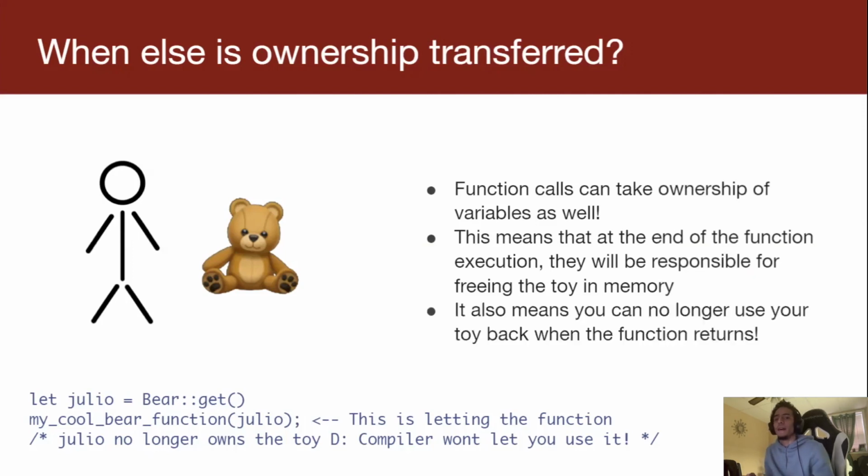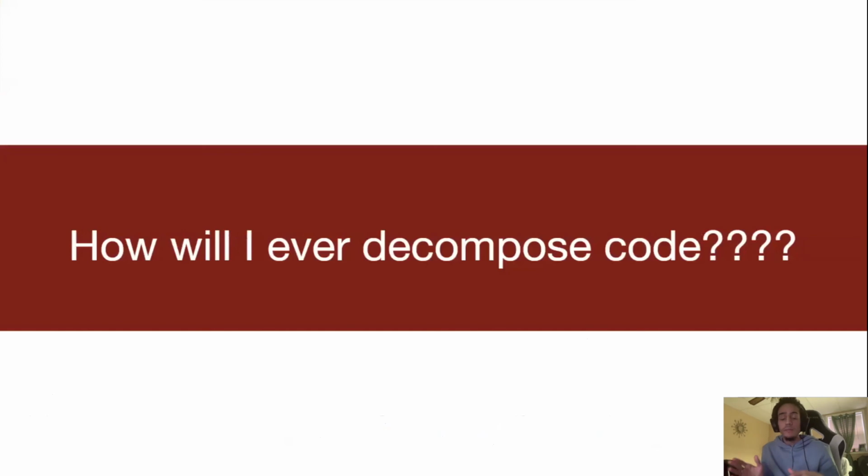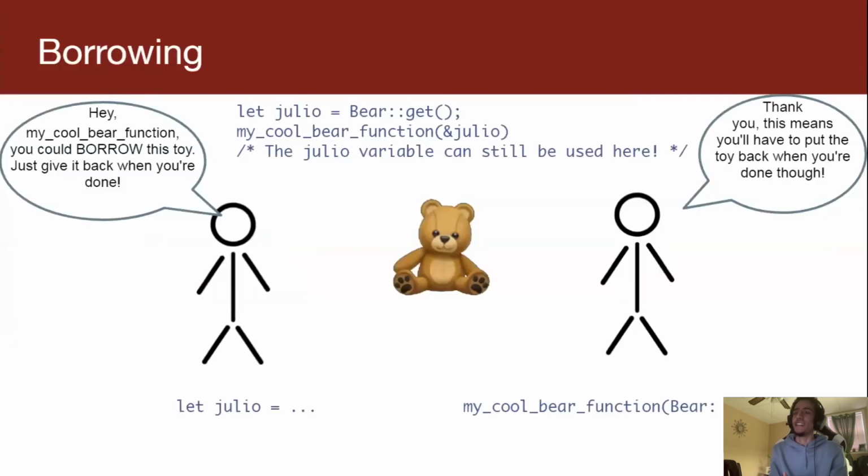Cool. So yeah, one big concern that comes up with something like this is, well, how will I ever decompose again? Like Ryan was just saying, 106A teaches you about decomposition in the first 2 weeks. And now I just told you that if you pass a variable to a function, you lose ownership and you can't use it anymore, which kind of kills any decomposition that you would ever want to try. But fortunately, Rust has another feature called borrowing.